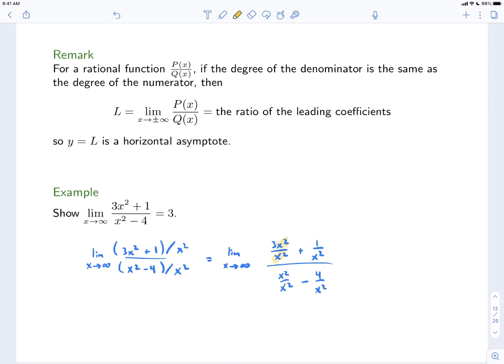This x squared cancels with that x squared, this x squared will cancel with that x squared, and you'll be left with the limit as x goes to infinity of (3 plus 1 over x squared) divided by (1 minus 4 over x squared). And the 1 over x squared term goes to 0, and the 4 over x squared term also goes to 0. So what are you left with? 3 over 1. Or in other words, 3. Now here we computed the limit as x goes to positive infinity, but if x was going to negative infinity, it would be exactly the same computation.